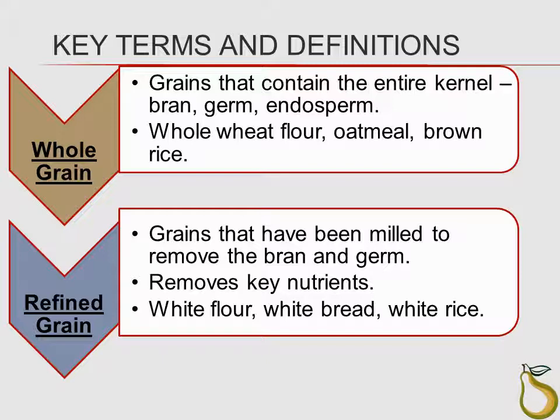Refined grains. Refined grains have been milled, a process that removes the bran and germ. This is done to give grains a finer texture and improve their shelf life, but it also removes dietary fiber, iron, and many B vitamins. Some examples of refined grain products are white flour, degermed cornmeal, white bread, and white rice.